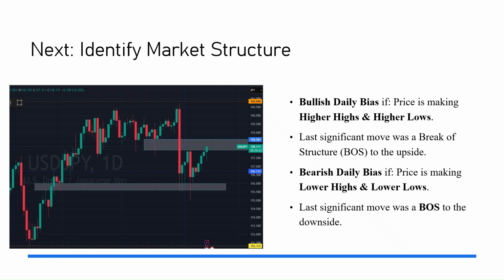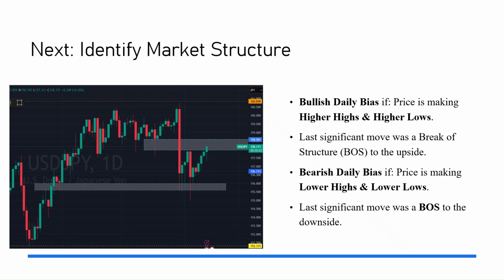Was it a break of structure? That means it has moved back to where maybe it has broken structure, or is it still in a pullback? So if it has broken structure to the upside, that means we're in a bullish bias. You've confirmed that. But if price is making lower highs and lower lows, and structure has broken to the downside, meaning you are in a bearish scenario.